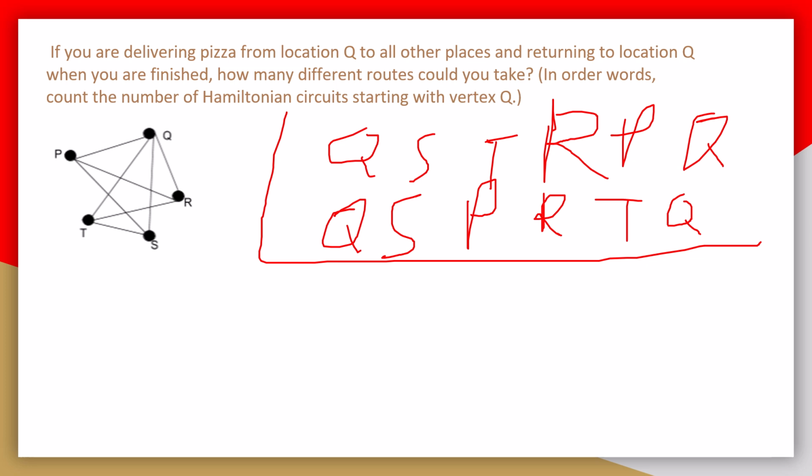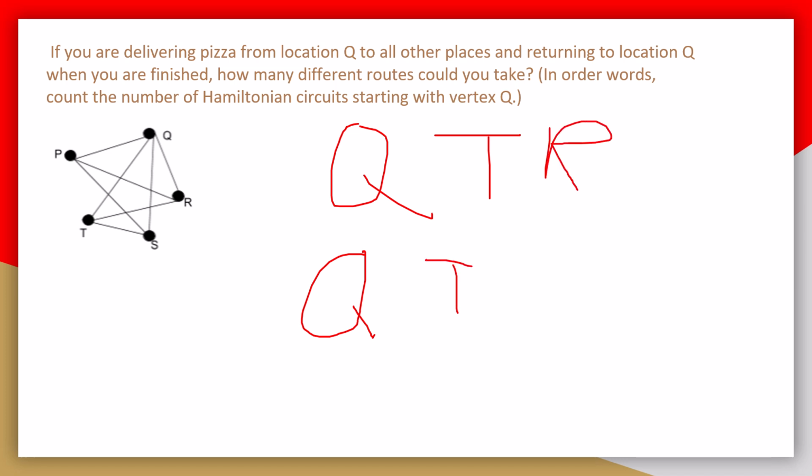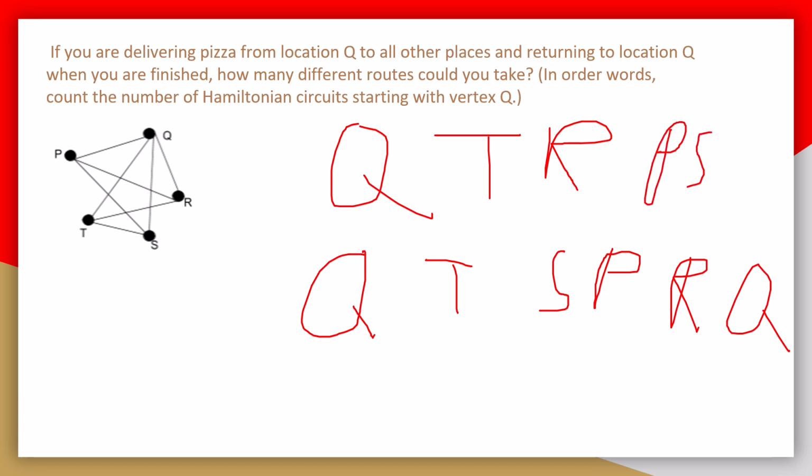Now there's just one more vertex remaining, QT. So QT can either go to R or go to S, and then we just have to write both possibilities. If it goes to S, then it has to go to P, and then R, and then Q. And if it goes to R, then it still goes to P, except now it'll go to S since it's already been to R, so then it returns to Q. So our total is 8.